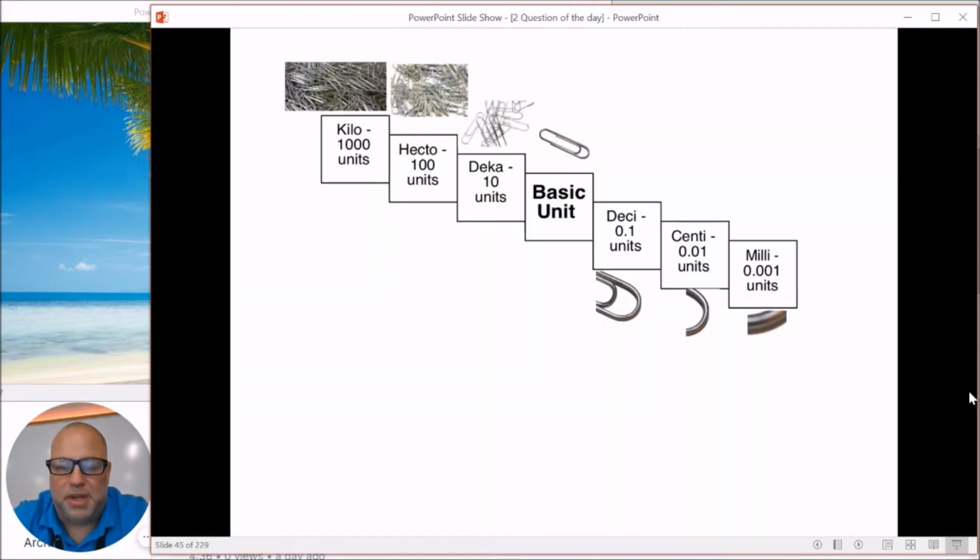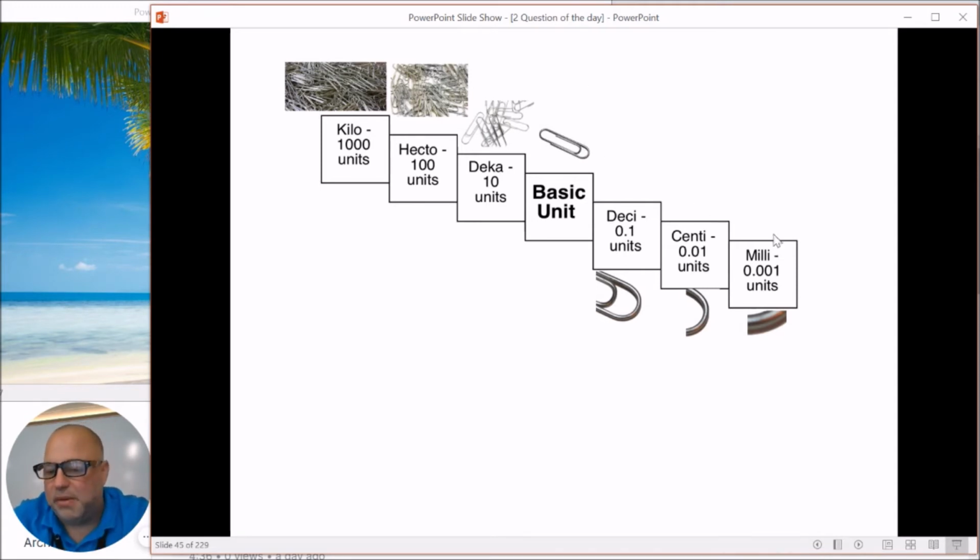Oh, sorry, I'm skipping ahead here. Here's a cool graphic for this one. Base unit: meter, liter, or gram. It's like you have one of whatever it is you're talking about. Remember, going up the ladder means it's getting bigger. So now you have tens of whatever it is. In this kind of funny example, it's tens of paper clips. If you go up to hecto, you have hundreds of paper clips. And if you go to kilo, you have thousands of paper clips.